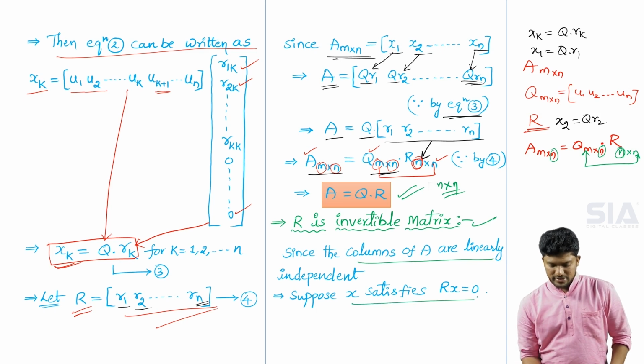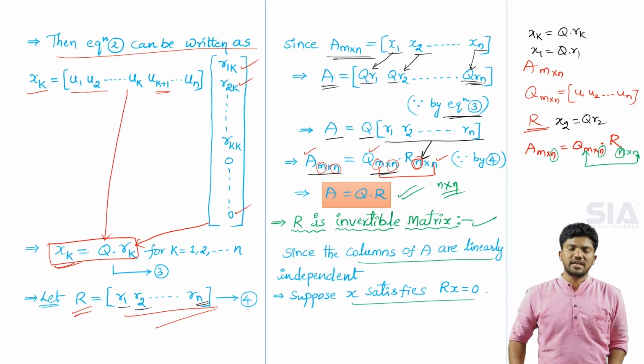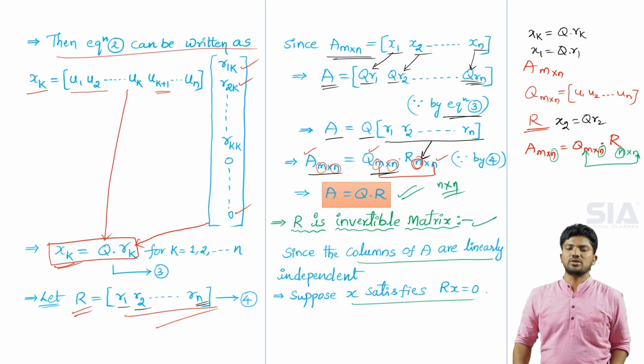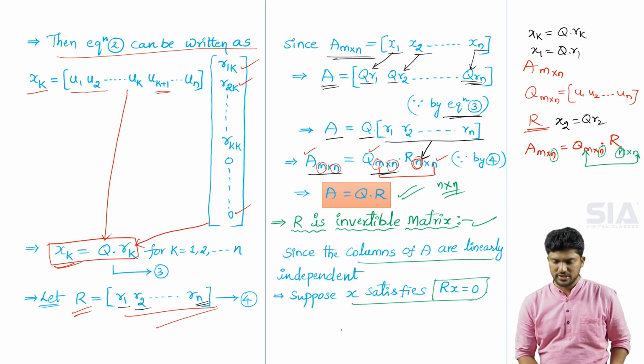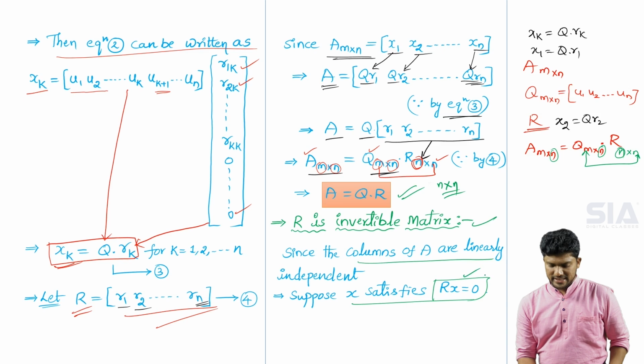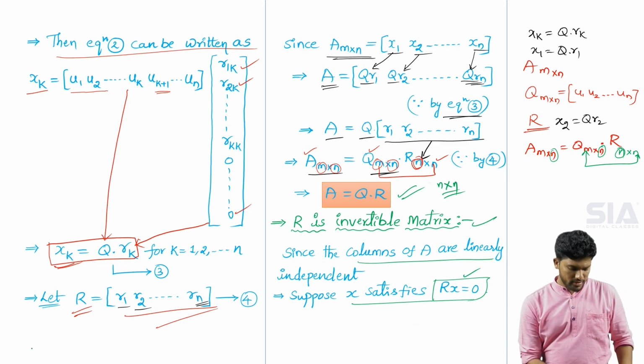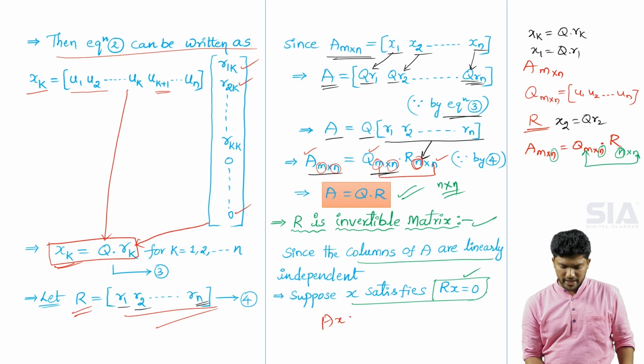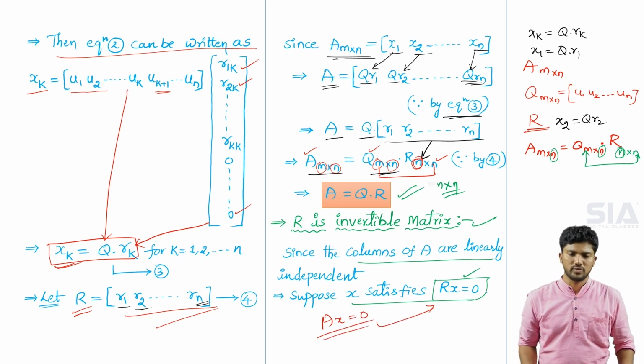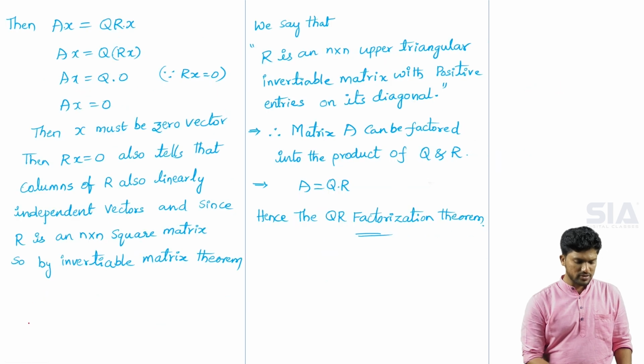independent, suppose x satisfies the equation R into x is equal to 0. Whenever you see this equation, remember that equation of null space. What is that null space? A into x is equal to 0. Equation you can compare. R into x is equal to 0 is like A into x is equal to 0.